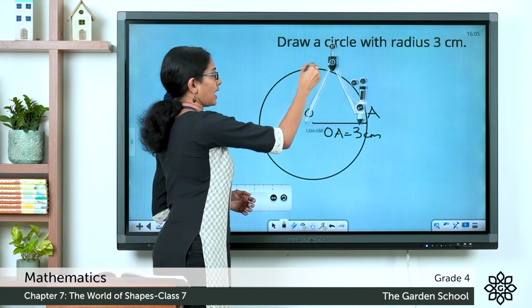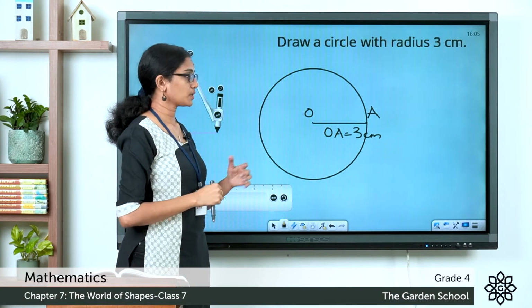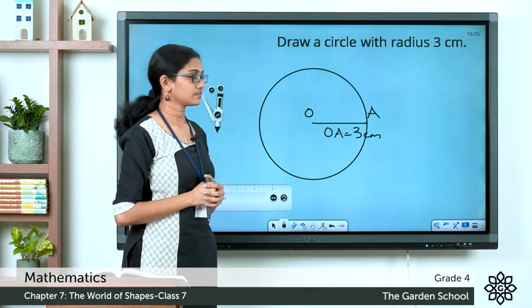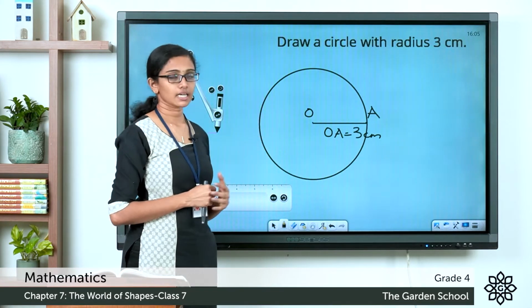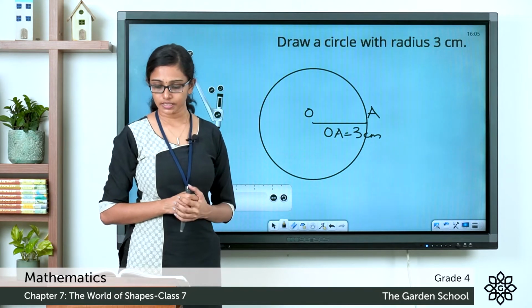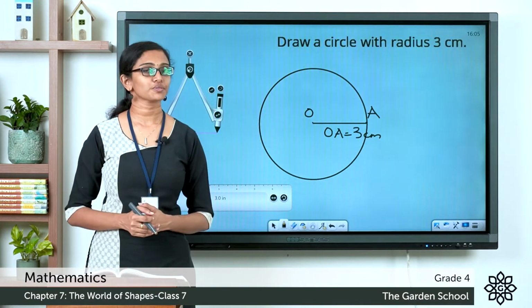So now we have a circle. We have drawn a circle using the compass, which has a radius of 3 centimeters. So I hope you are clear with this. Now similarly, you can complete drawing other circles of the given radii in your notebook. Now let's move on to the next question.